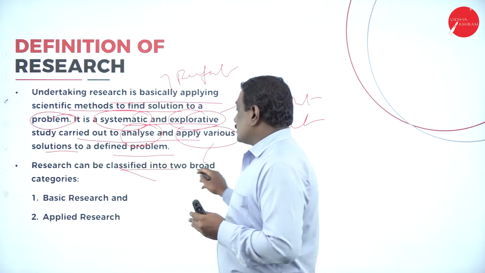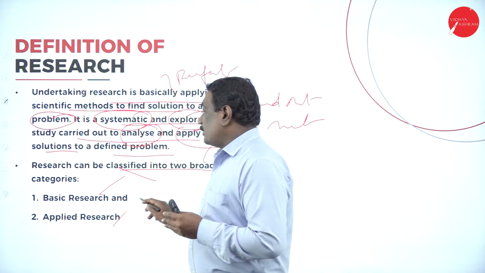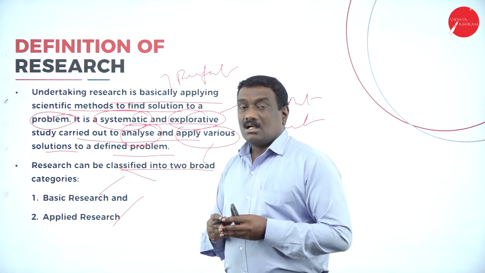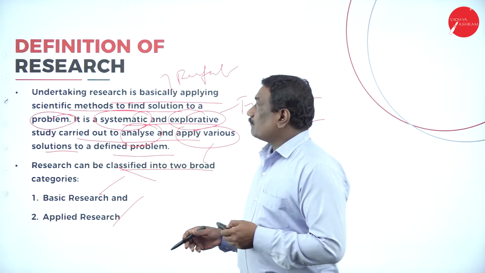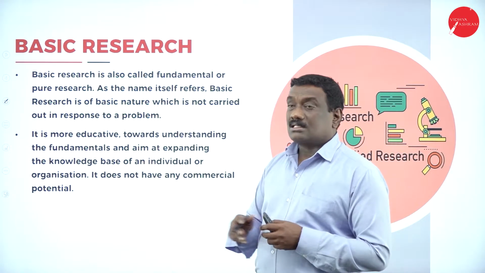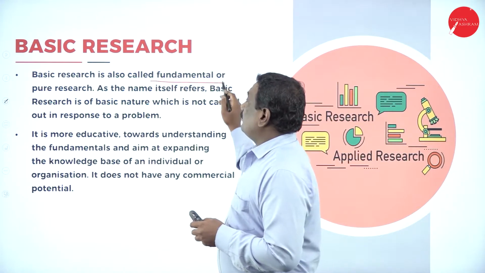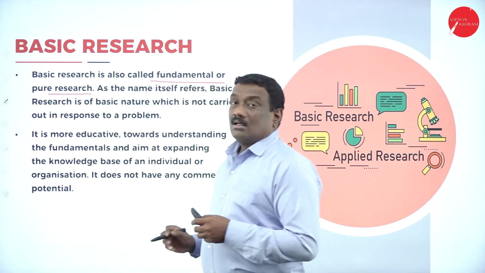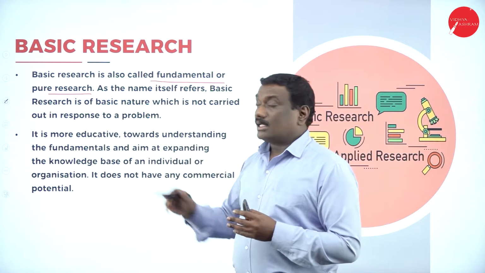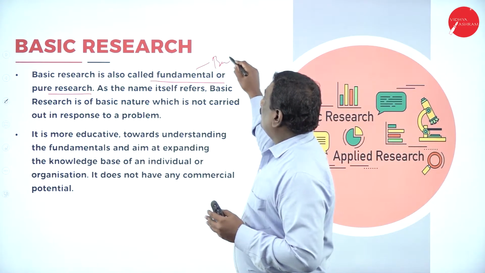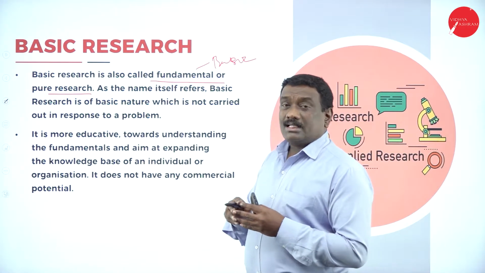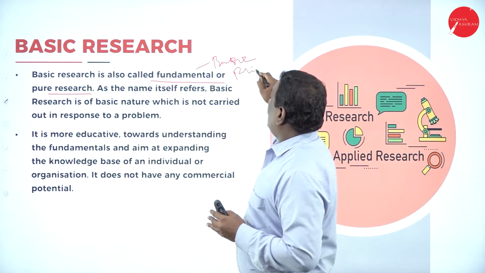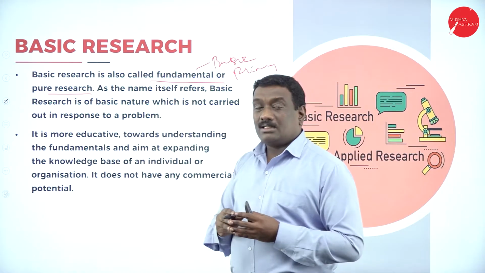Now research is to be classified into two broad categories. One is basic research and the other is applied research. So we have two important types of research. One is basic and one is applied. Now let us see what basic research is. Basic research is nothing but the fundamental or the pure research, we say. So basic research is the fundamental, that is the basic, or the pure research. So it is like a primary aspect. It is primary, we say fundamental, right?